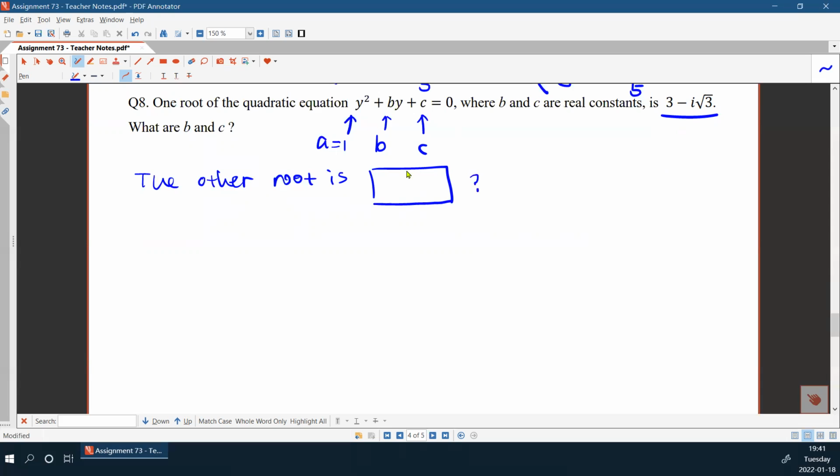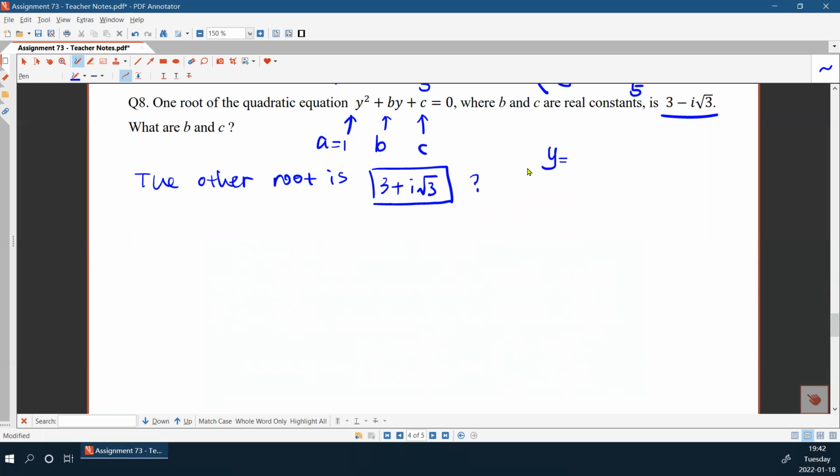Okay, can you give a reasonable guess? 3 plus i root 3. Yes, and this is only our guess, right? So we need to verify, or we need to prove, that the other root is indeed this one. So let's see the equation here.